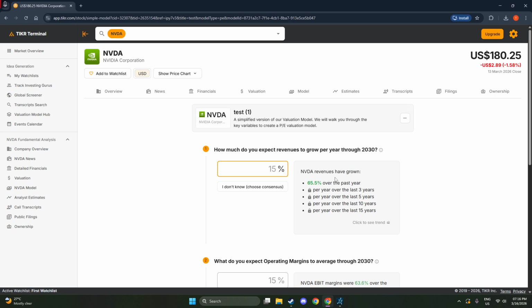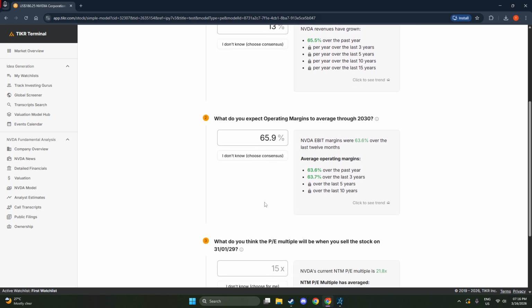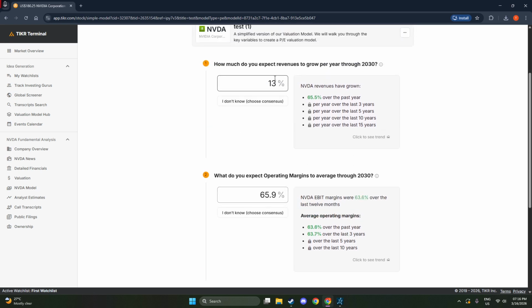Next, set the operating margin, the average profitability you expect across the forecast. A good starting point is the company's historical margin range, adjusted for any structural improvements or headwinds you anticipate.